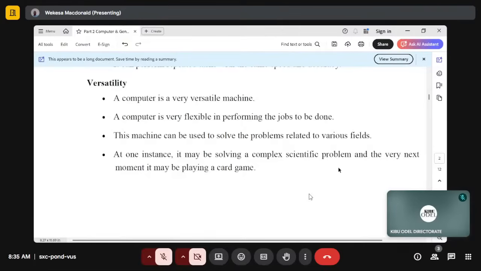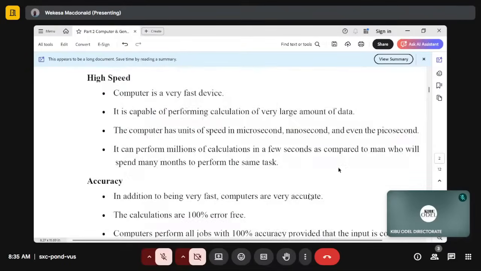Versatile is like, it can perform different tasks. So there is no such thing as this computer is for games, this one is for watching movies, this one is for playing music. A computer, provided you have programmed it, can perform any task. So we can say a computer is versatile.